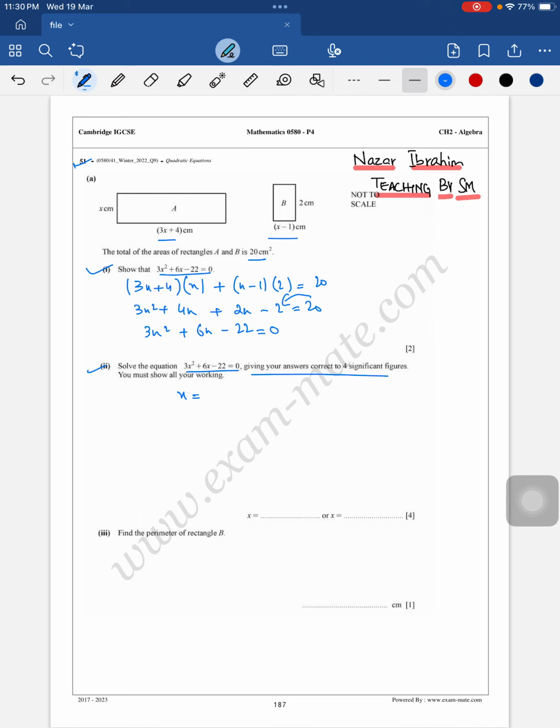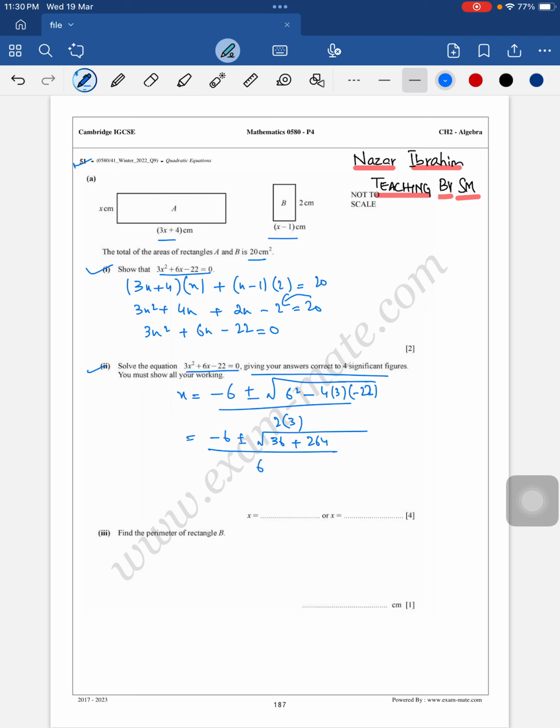x is equal to minus b, and minus b is minus 6, plus minus root of b square, b is basically 6, so 6 square minus 4ac, a is 3 and c is minus 22, right? x is equal to minus b plus minus root of b square minus 4ac upon 2a, and a is 3. So that will be minus 6 plus minus root of 36 minus, plus. So using the calculator, 4 into 3 into 22, we have 264, upon 2 into 3 is 6.